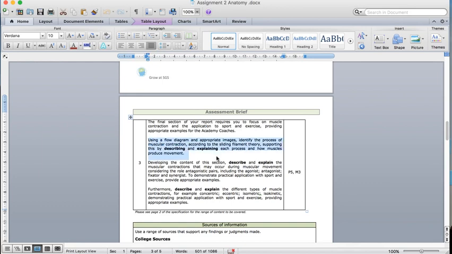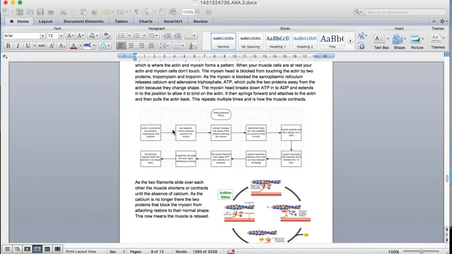All right. The next section is to describe and explain the muscle contraction. So isotonic, which contains concentric, eccentric, isometric, and isokinetic. And then antagonistic muscle pairs. So this actually is antagonistic muscle pairs. This is contraction types. So first we're going to look at antagonistic muscle pairs. We'll go to the assignment brief and look at how the learner has applied this.